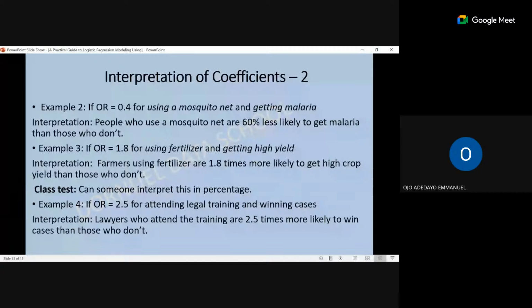Now, with the knowledge of the odds ratio and percentage, I want someone to interpret this for me. For those people watching us from YouTube, you can type your own interpretation in the chat box. But for our team here, I want someone to interpret this. Look at it and interpret question 3 for me in terms of percentage. If you want to interpret, you can raise your hand and I will call you. I'm waiting. Thank you.